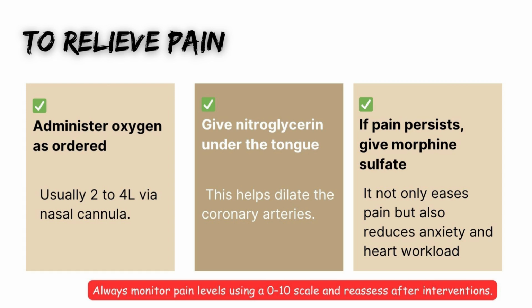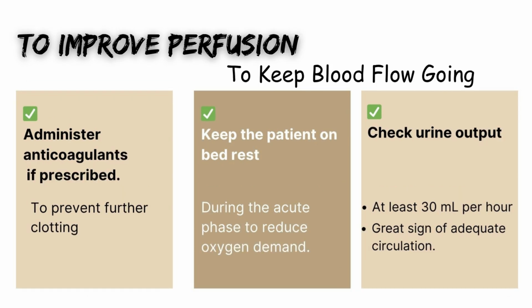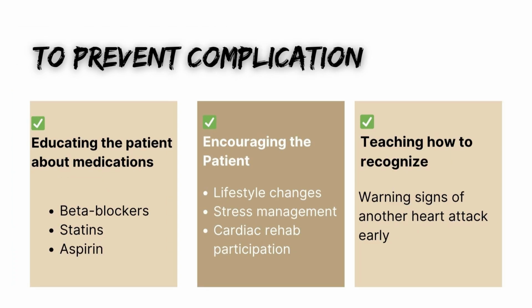First, pain relief. Chest pain is the main symptom, and it tells us that the heart muscle isn't getting enough oxygen. Our goal is to reduce that pain quickly, because if the pain goes away, it often means blood flow is improving. Next is improving perfusion, or simply, helping the heart get enough blood. Once the patient is stable, we shift our focus to prevention. We want to stop another heart attack from happening.